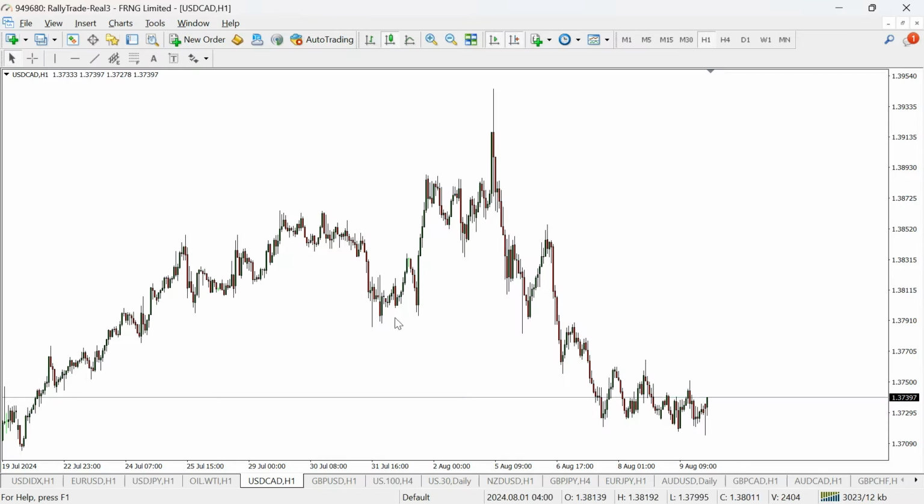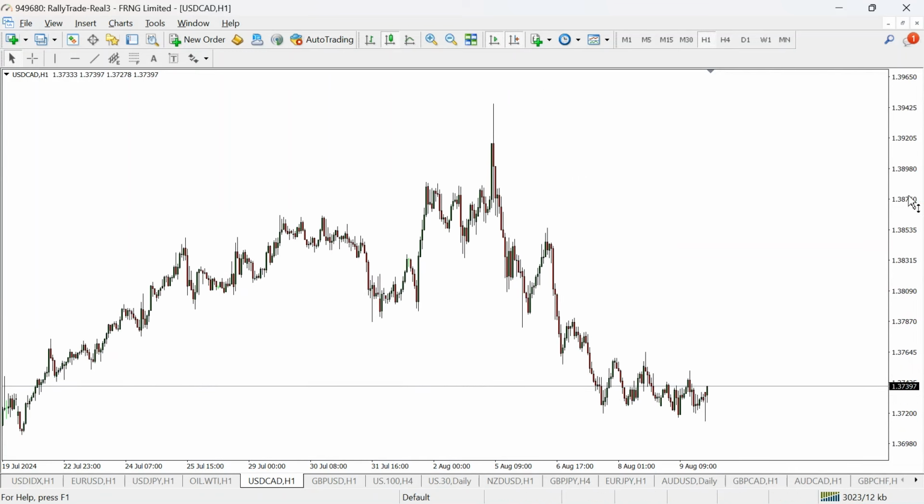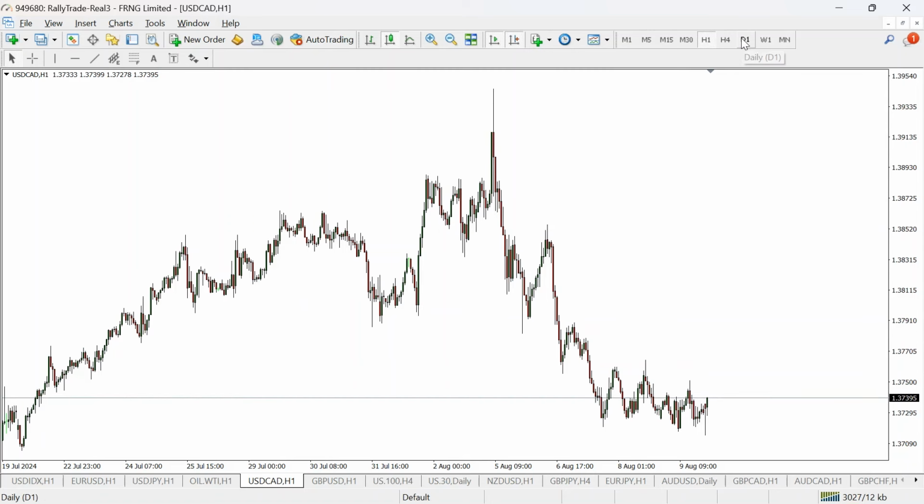All right, so this is the chart of USD CAD. From the idea of the power of three, which gives us the idea of the confluence, the first thing you need to do when you come to your chart, whatever time frame you're using, remember when you are trading, you must understand the kind of trader you are.